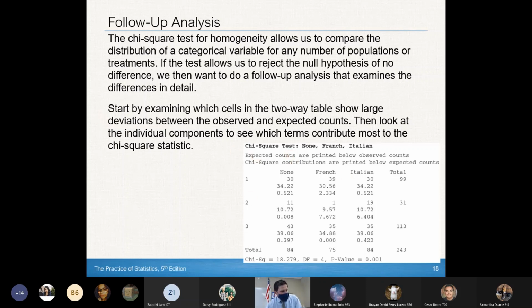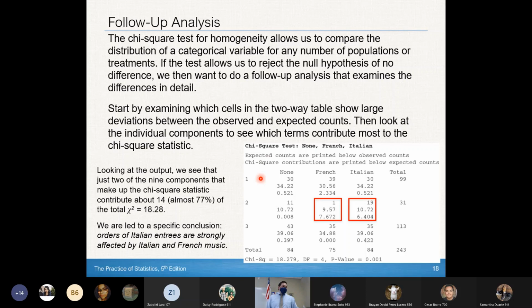All right, and we have this table of information here where expected counts are printed below observed counts. So 30 is an observed count, 34.22 is expected. And the chi-square components are printed below expected counts. So we have all the information for all 9 entries in our table.